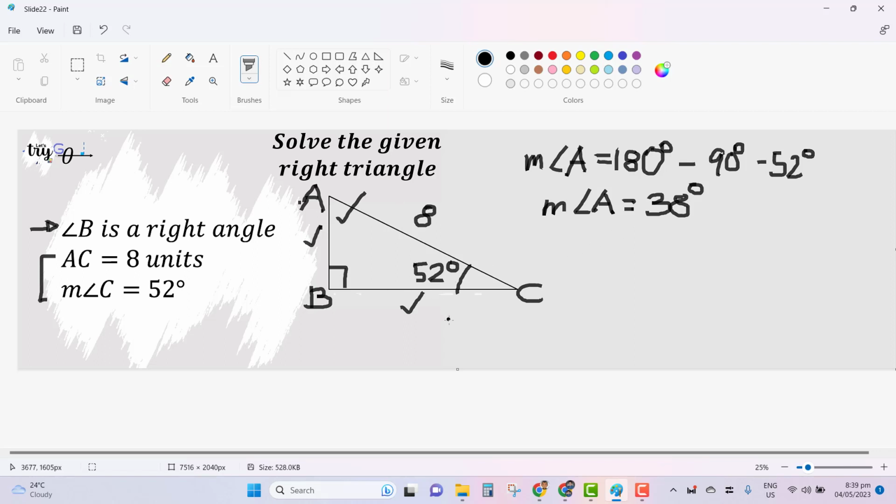Now let's decide which is the next side you're going to solve for. Since 8 is your hypotenuse and directly opposite your angle B, that's your side B, of course. This is your side A, directly opposite the angle A, and this is your side C. So let us start answering A first. The only given measurement for side is your hypotenuse. So we are going to use here SOH-CAH-TOA.